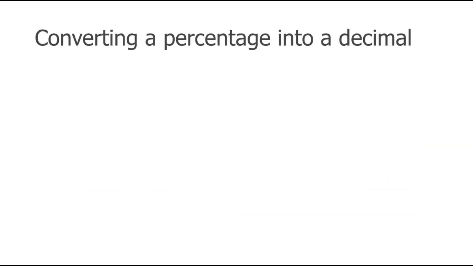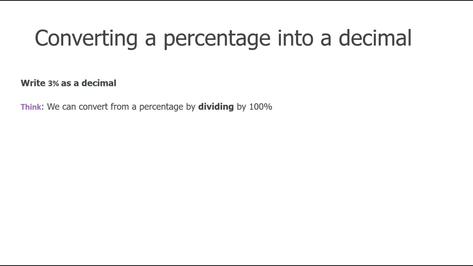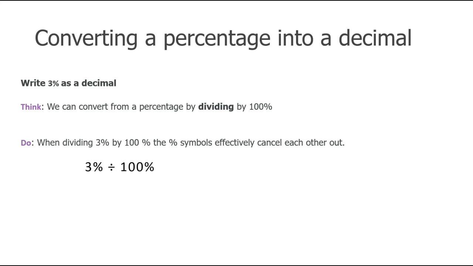Let's move on. If we're going to convert from a percentage into a decimal, here is how we can do that using the idea of 100%. So if we have this example 3% and we want to write that as a decimal, we can convert that from the percentage that it is by dividing it by 100%. So the 3% that we have, dividing it by the 100%, which would be a whole. So we can write that as 3% divided by 100%.